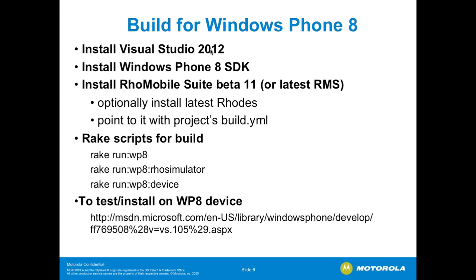You'll install the Windows Phone 8 SDK. Then you'll install RhoMobile Suite Beta 11. You can see the link to download that on Launchpad. If this is later in time, you'll be installing the latest RMS. You can optionally install the latest Rhodes. You do not have to.